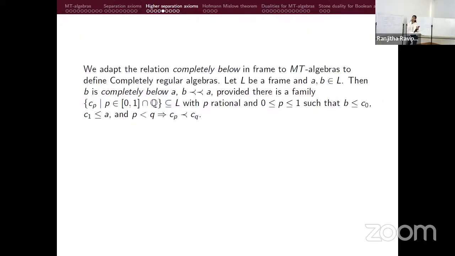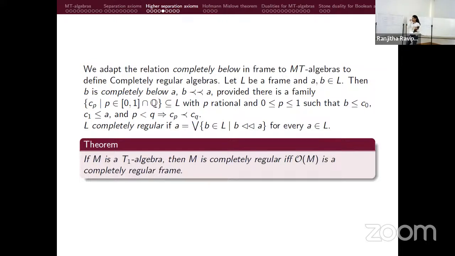So I just put the definition for frames. We have adopted the same relation for MT algebras. So if I have a frame L, we say B is completely below A if there is a family of CPs, where P is rational, such that B is less than or equal to C naught, C1 is below A, and P less than Q implies CP well inside CQ. So instead of well inside, I had the triangle relation because they both are same for opens. And then from there, if L is completely regular, every element of a completely regular frame is join of elements in this relation.